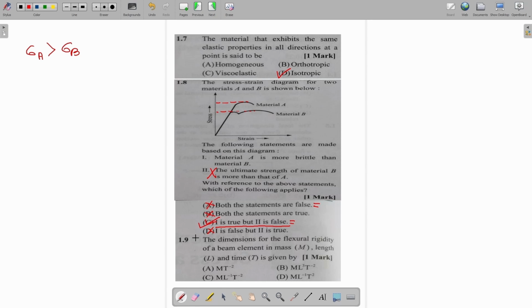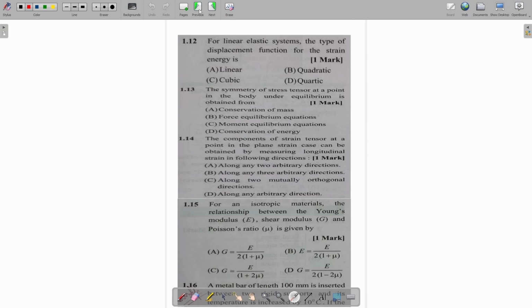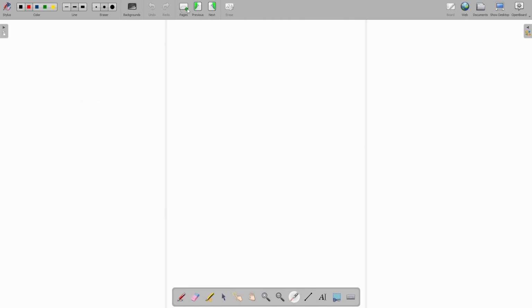Now for question number 9. The question is given as: the dimension for the flexural rigidity of a beam element in mass m, length L and time t is given by. We need to find out the dimension of flexural rigidity. First we need to know what flexural rigidity is. Question number 9 came in the year 2000.